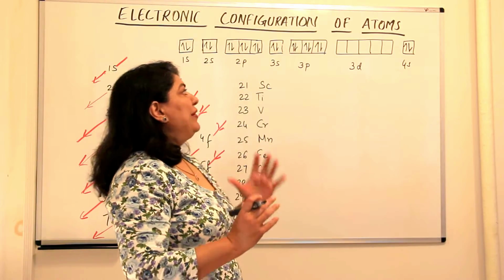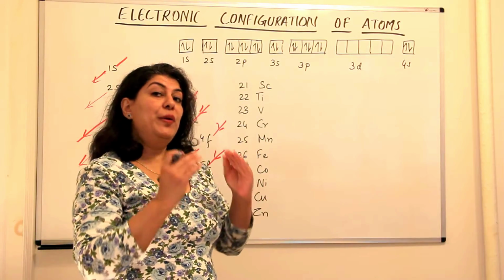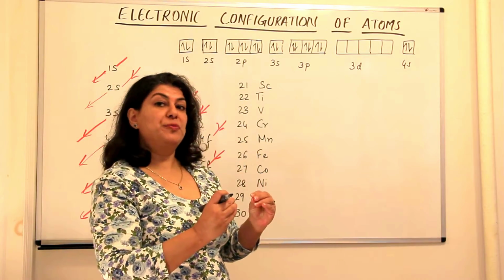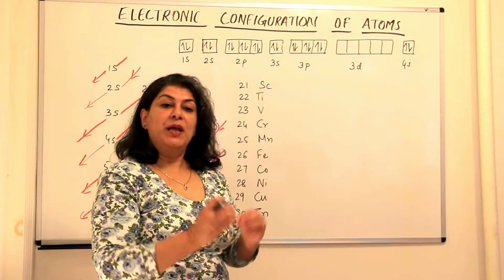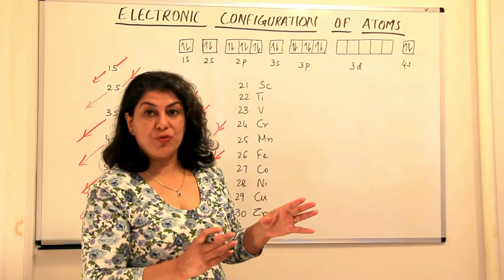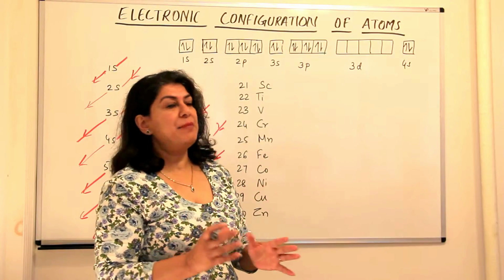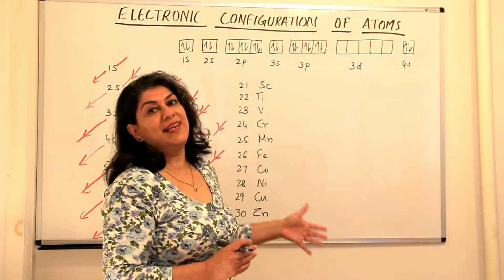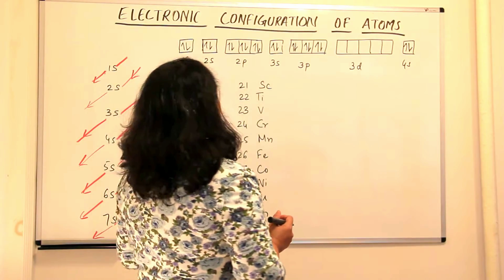As we move on in the periodic table, following the Pauli exclusion principle, the Hund's rule of maximum multiplicity and the Aufbau principle, we sometimes find that there is an exception to the rule, and there are reasons for these exceptions. These exceptions become visible in these 10 elements now. So let us start with them.